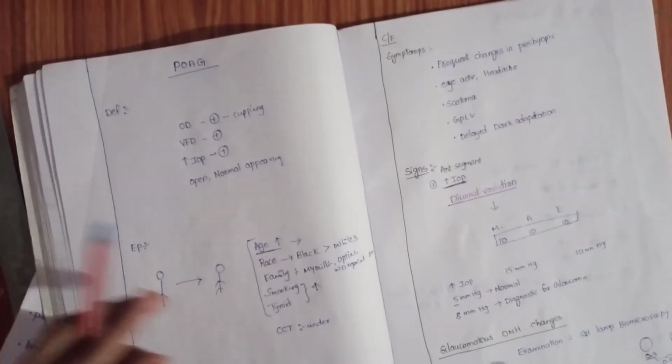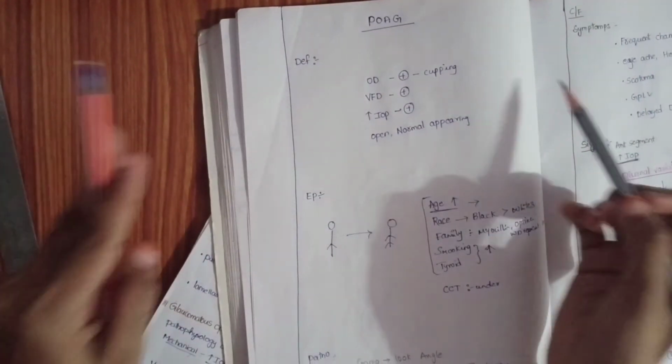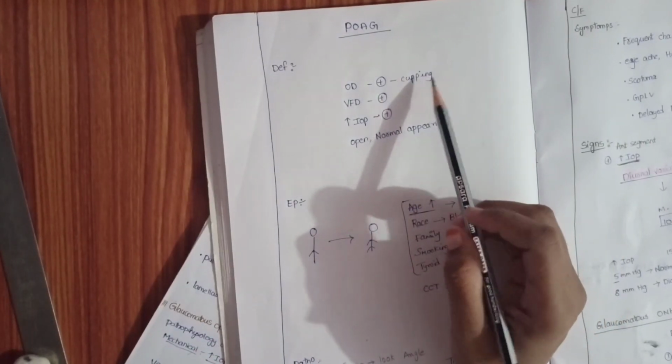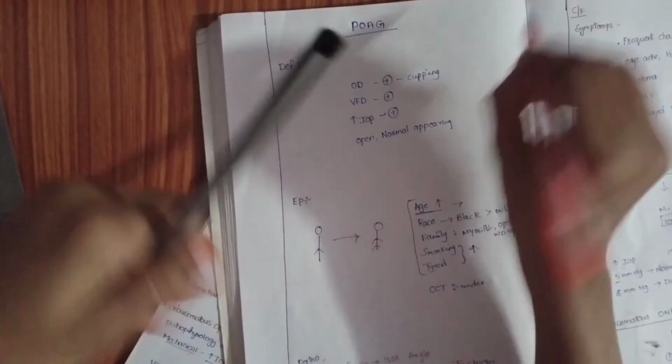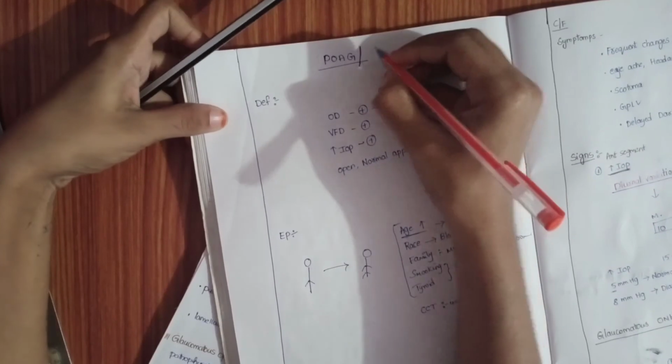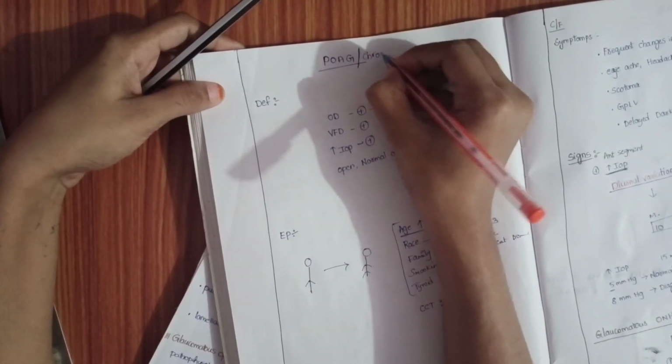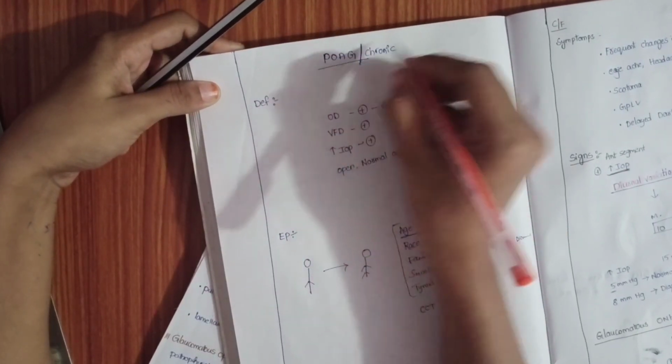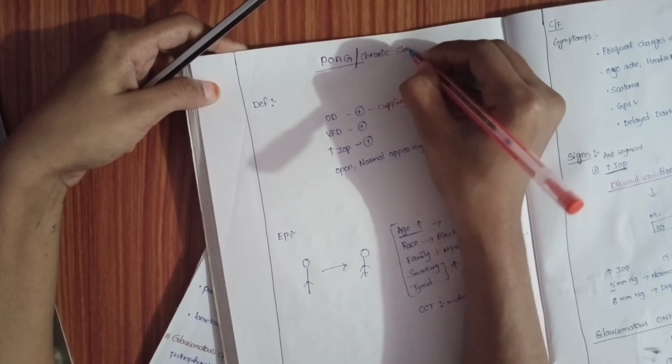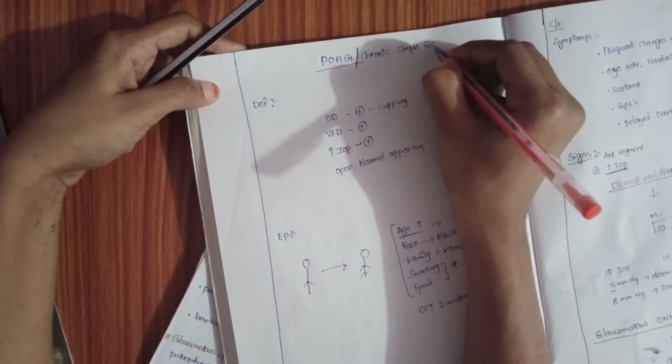Let's revise the primary open angle glaucoma. Definition is: primary open angle glaucoma. The other name for the primary open angle glaucoma is chronic simple glaucoma. They will give the question.